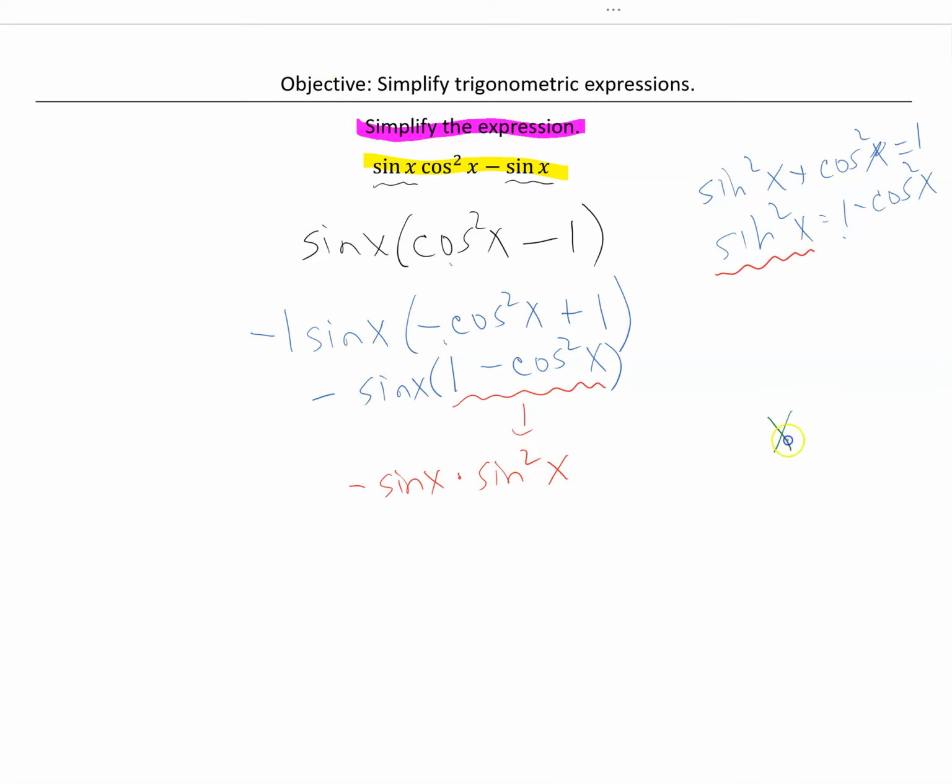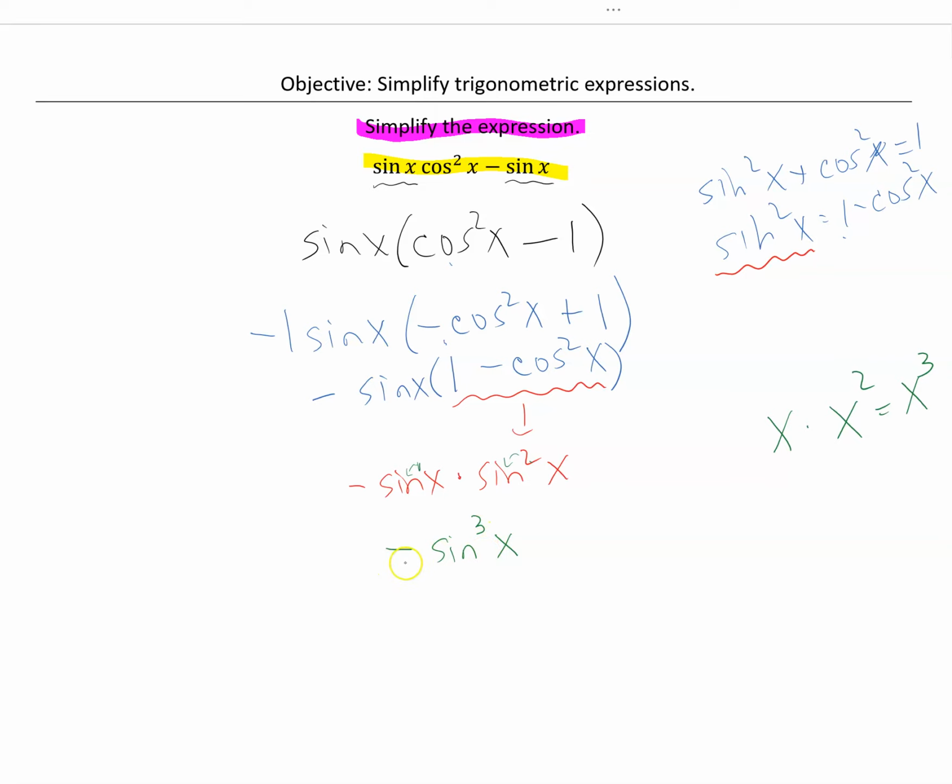So we know that if we take x times x squared, that's x cubed. But our powers are actually on sine in this structure, not on x. So we have a 1 plus a 2, and that gives us negative sine cubed x. This is now in terms of a single trig function. It's a power of sine.